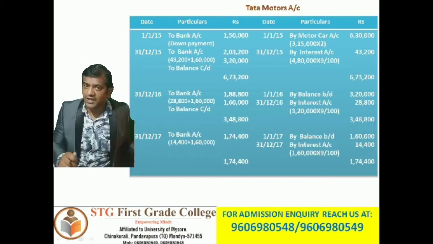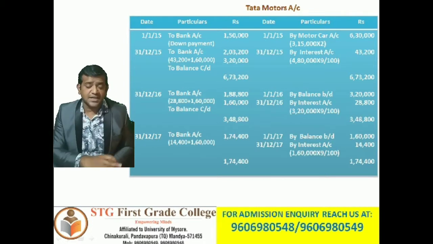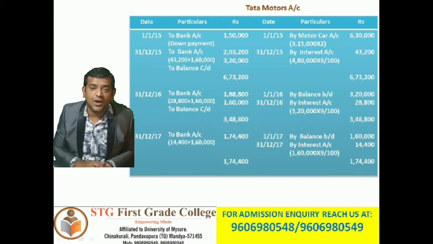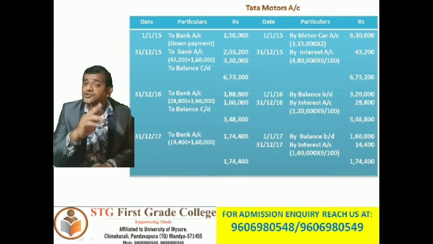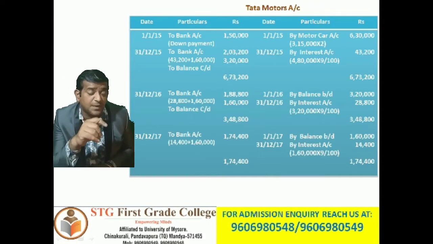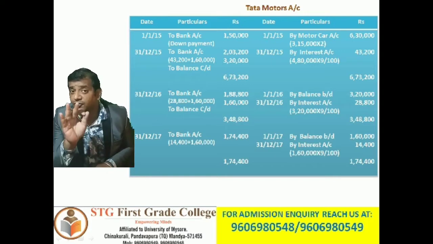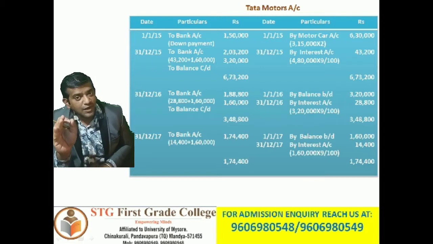So on 31/12/2015 on the credit column only, by interest account. So how much is the interest? 43,200. How and why? The cash price, the total price of the cars is 6,30,000, but we have made the down payment. While calculating interest, we are not supposed to include the down payment amount. Down payment amount is always excluded. So if you get confused at this point, what you can do is very simple.